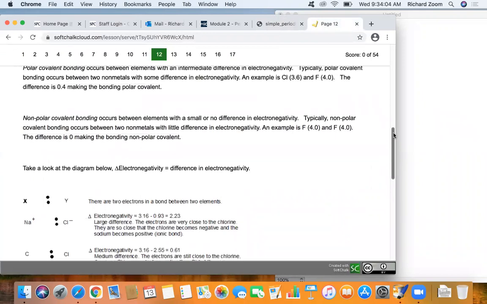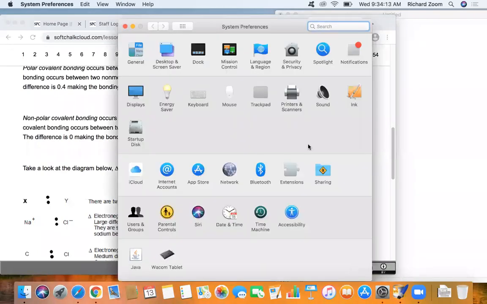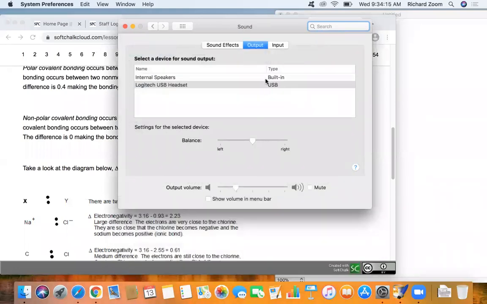Go on, Joseph. So metal and non-metal is ionic. Small difference is polar, no difference is non-polar, correct? I'm having trouble hearing you here. Can you say it again? My speaker's also messed up. So a large difference between a metal and a non-metal is ionic. A small difference between a non-metal and a non-metal is polar, and no difference between the same thing is non-polar, correct? Right. I think that's right.